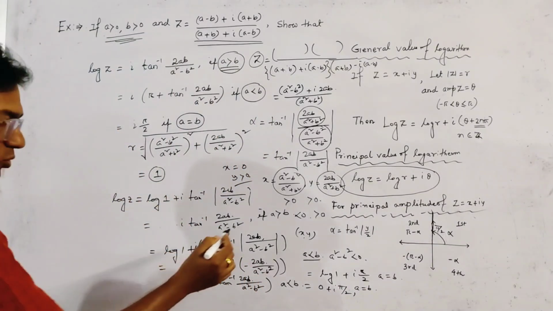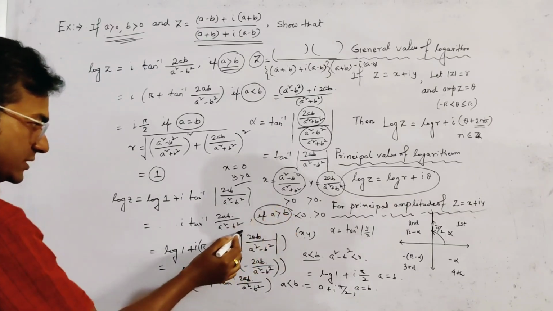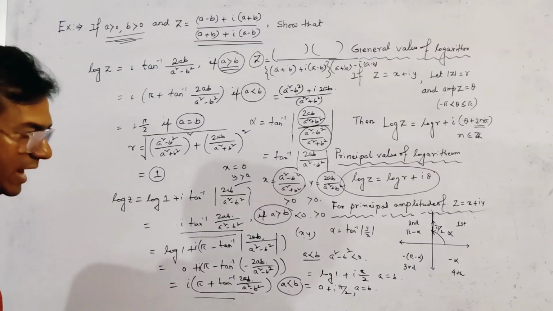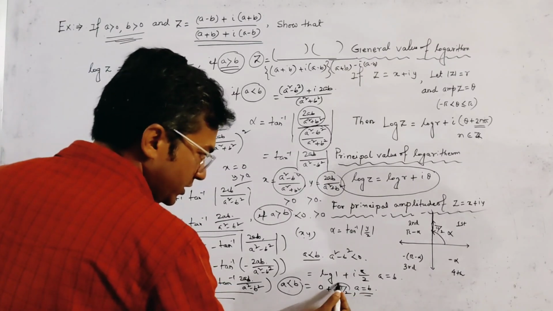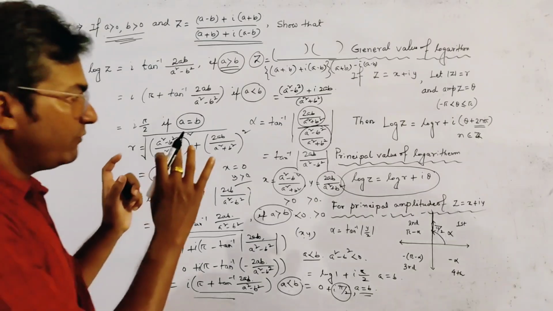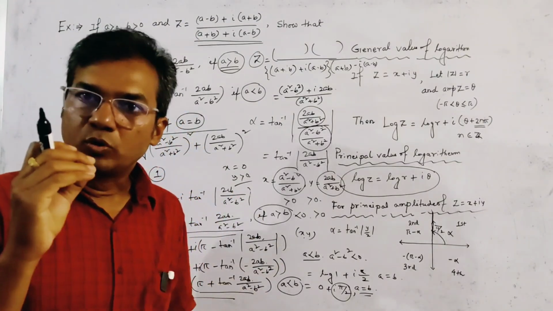So in three cases, we get the first case this result, in the second case this, and for the third case, a equal to b, we get the result i times pi by 2. Okay, this is a very important problem of complex numbers.